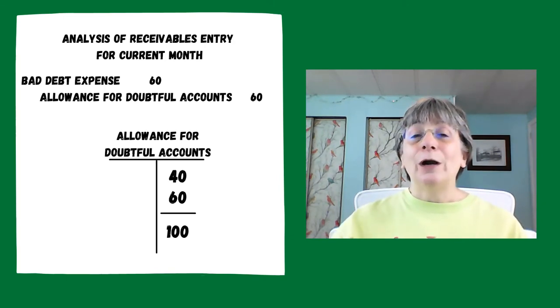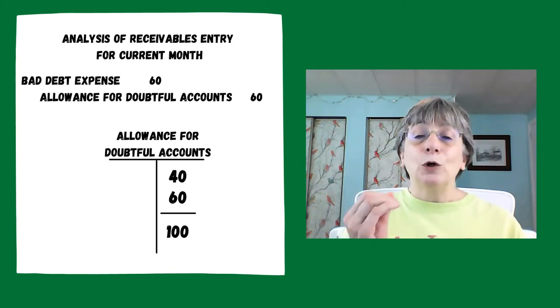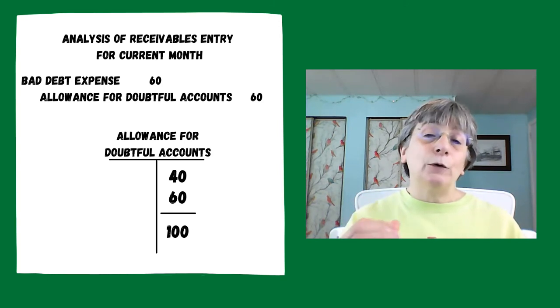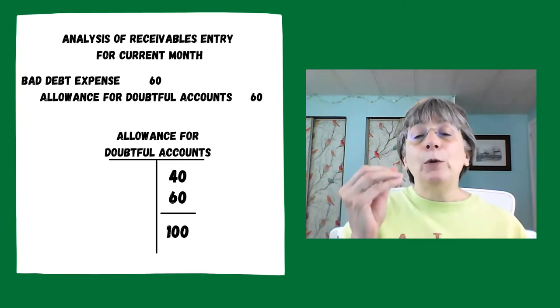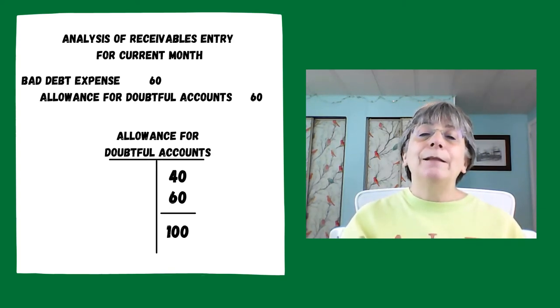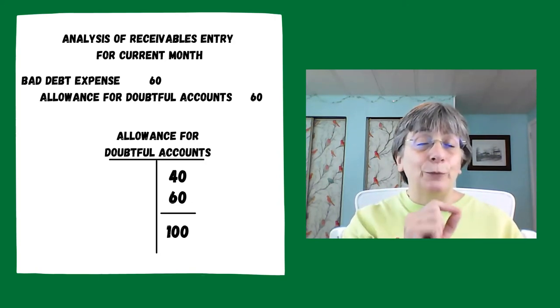But chances are that we have a balance in that account when we start out. If we've been in business longer than a month, there's a balance in that account. So then what we want to look at is the difference between what we want the amount to be and what the amount currently is. So if we start out with a balance in that account of $40 and we want it to be $100 when we're done, based on our aging of receivables, then our entry is going to be the difference between the two. And again, this is different from the sales method.